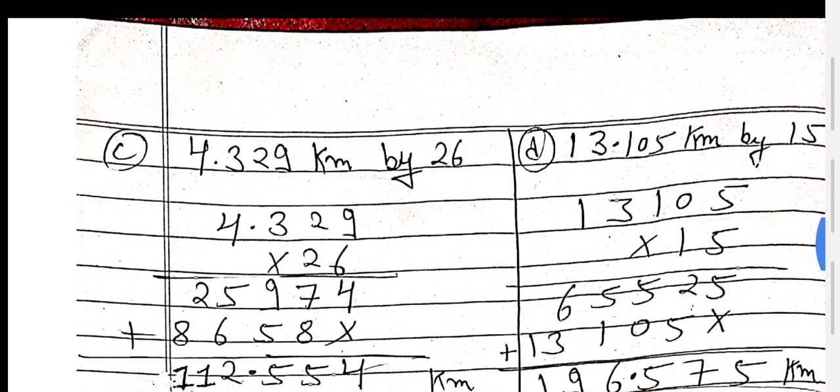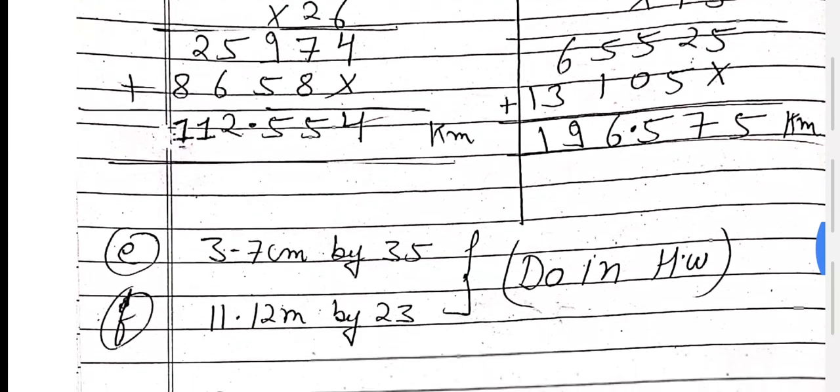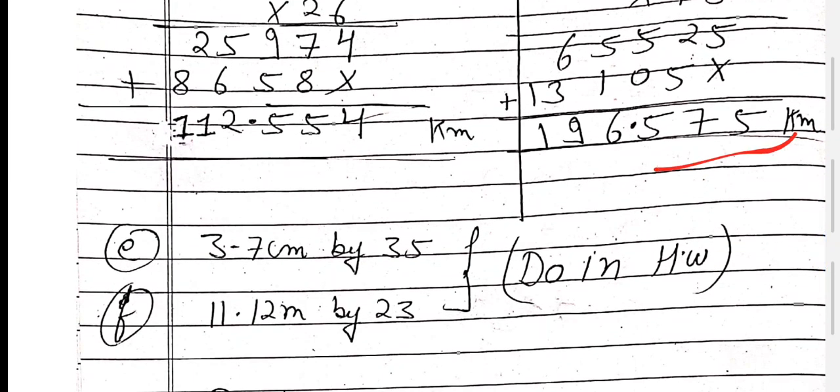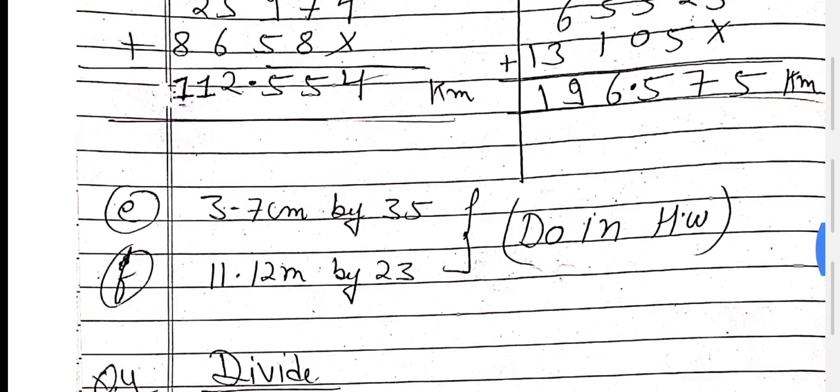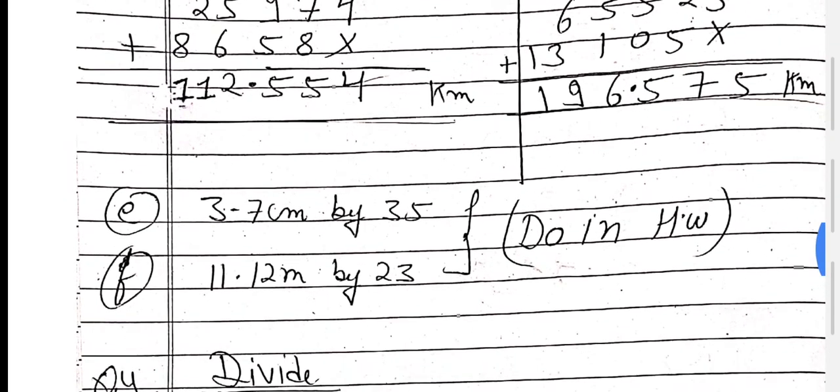What I am telling is, just do the normal calculation. Now how many digits are there after the decimal? 3 digits. So just write the answer and from the back side put the decimal after 3 digits, and your required answer is 196.575 kilometer. Similarly, this E and F part you have to do by yourself in homework.